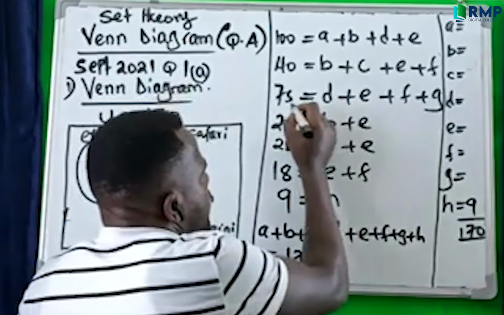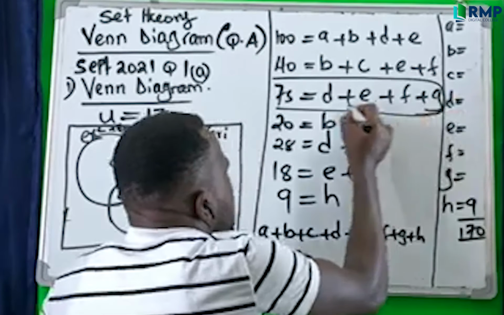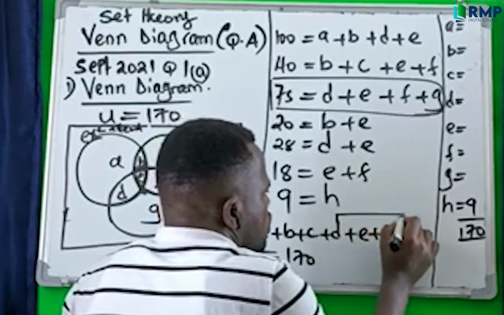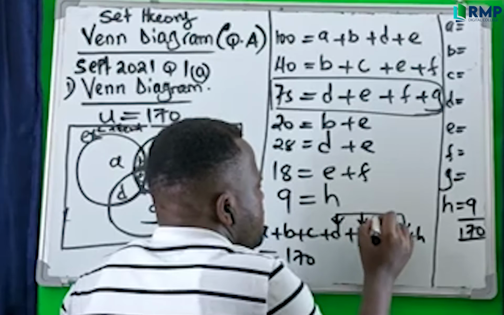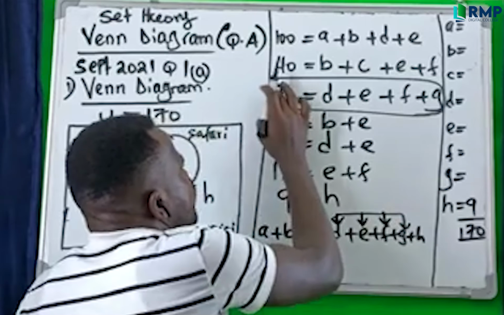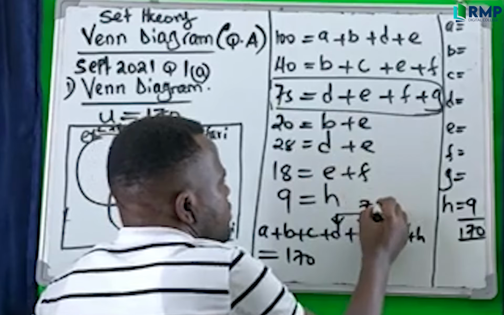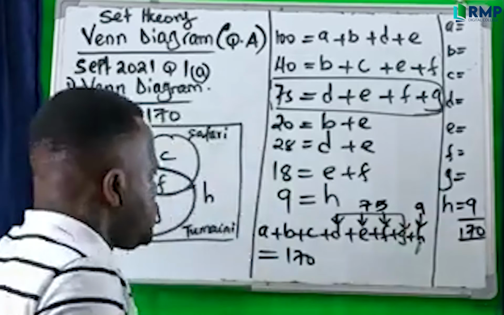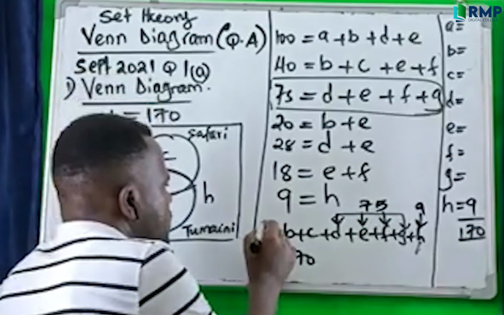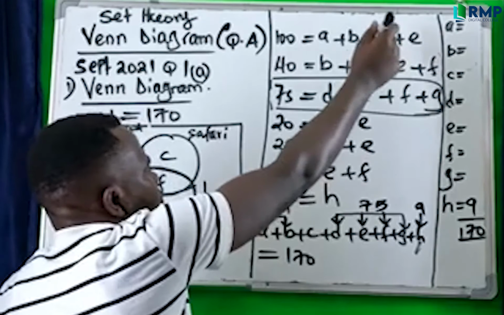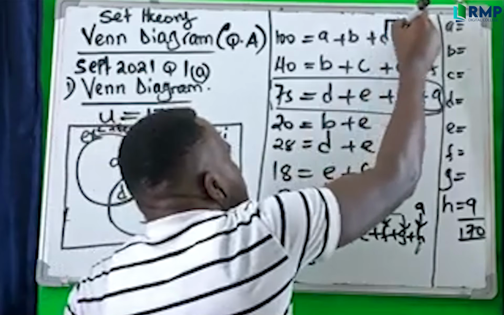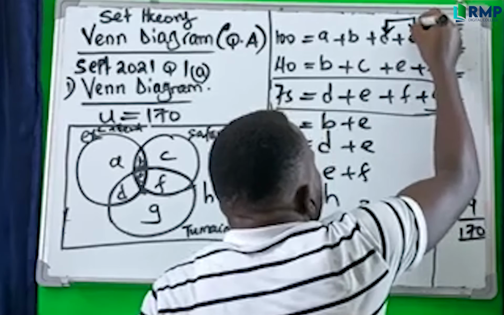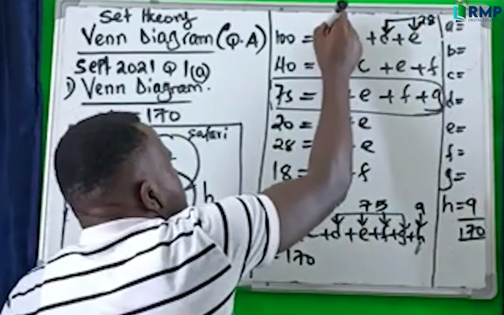Now from this equation, D, E, F, G, when you add them, I'm getting 75. Therefore the total is 75, and I know H is 9. If I can get two of the unknowns, can I get A and B together? Yes, from the first equation, where I already have D plus E, which is 28. So I put there 28, and I can get A plus B.